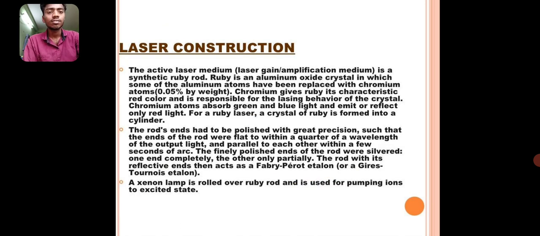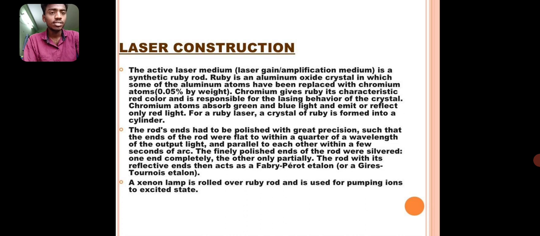Laser construction. The active laser medium, the laser gain and amplification medium, is a synthetic ruby rod. Ruby is an aluminum oxide crystal in which some of the aluminum atoms have been replaced with chromium atoms, 0.05% by weight. Chromium gives ruby its characteristic red color and is responsible for the lasing behavior of the crystal. Chromium atoms absorb green and blue light and emit or reflect only red light.